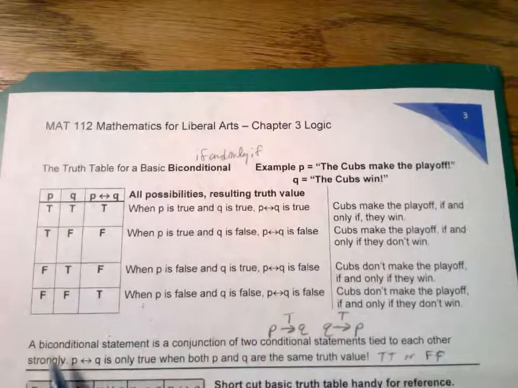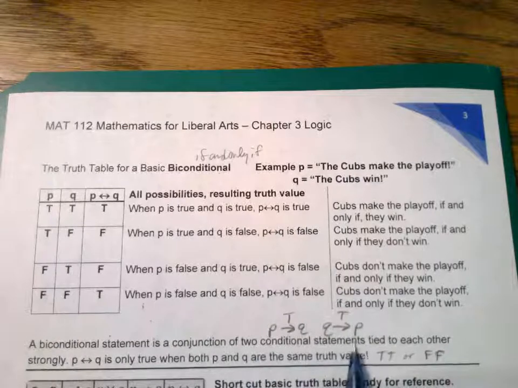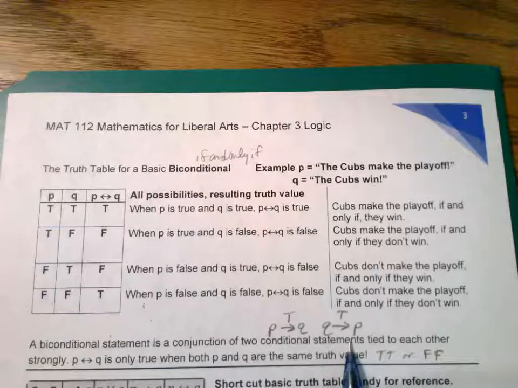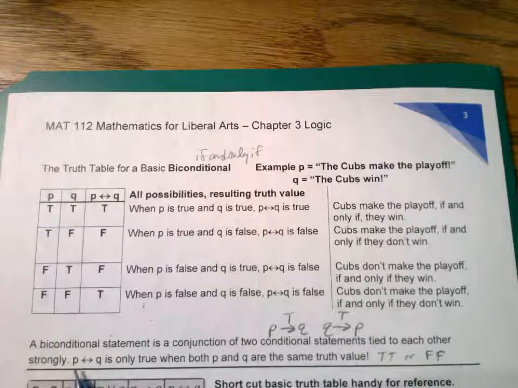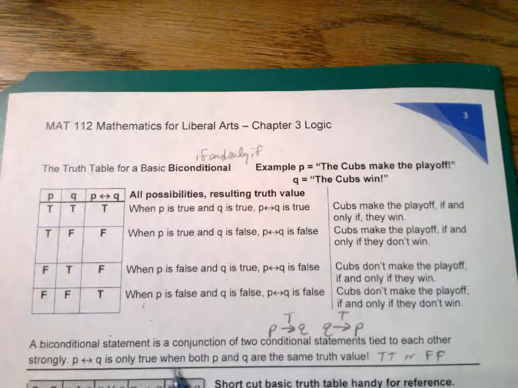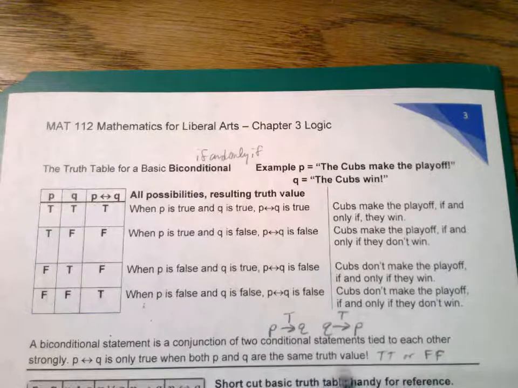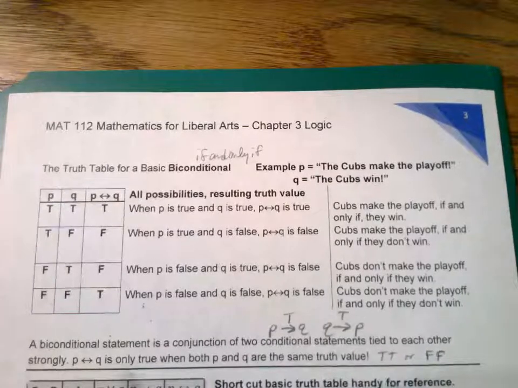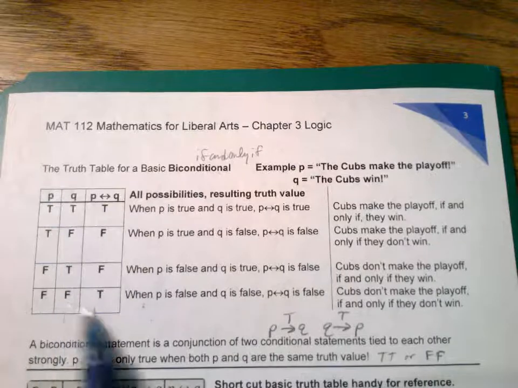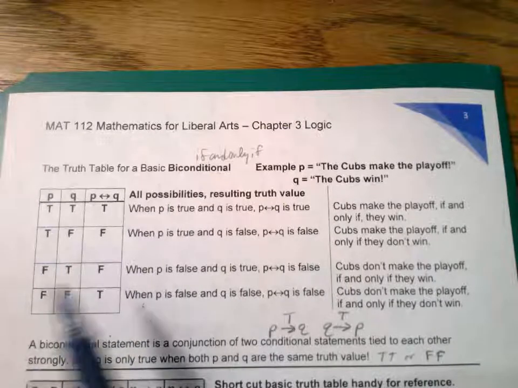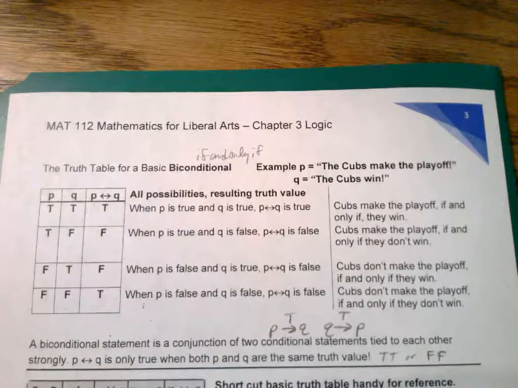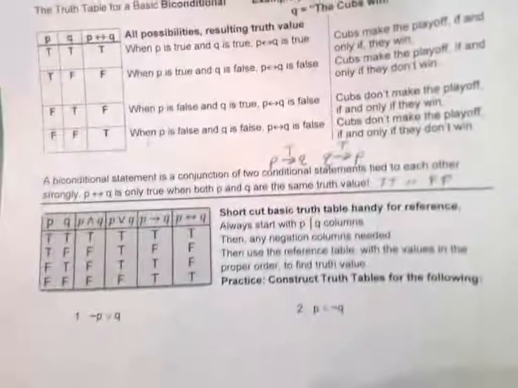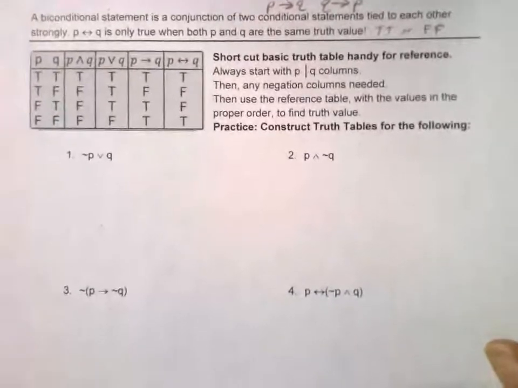So a biconditional statement is a conjunction of two conditional statements tied to each other very strongly. If and only if P then Q is true, then both P and Q have the same truth value. So if you have a double true, it's true. If you have a double false, it's true. Otherwise, the biconditional compound statement is false. So we went over all the basic different truth tables. Now let's try to use them in some examples here.